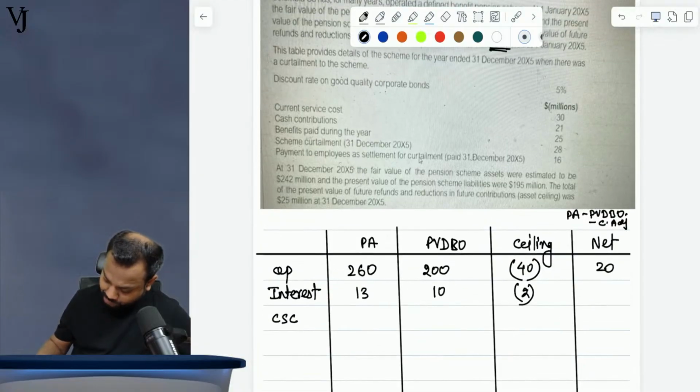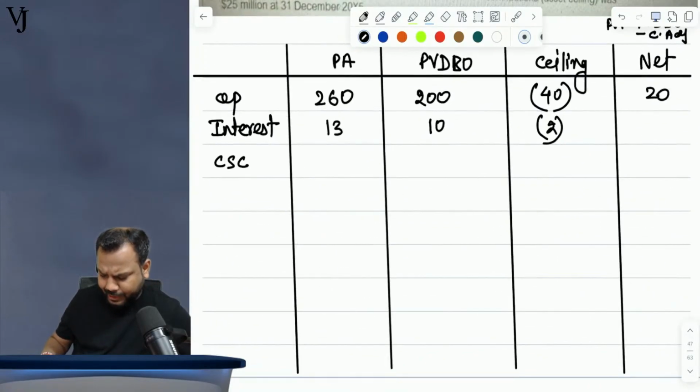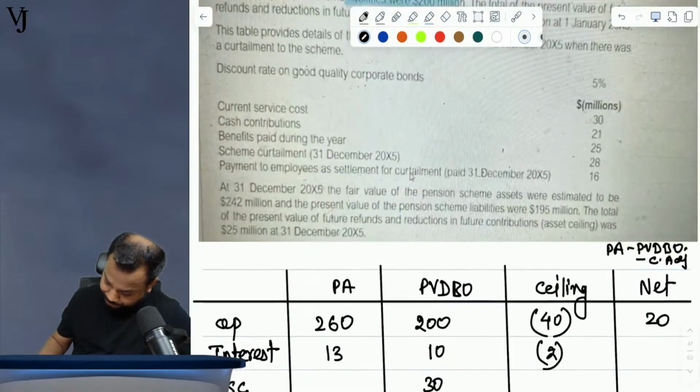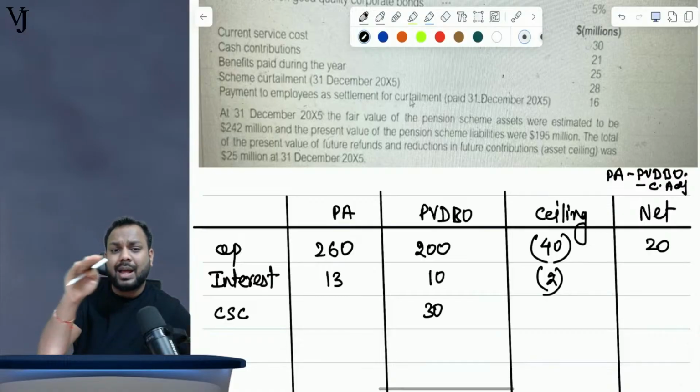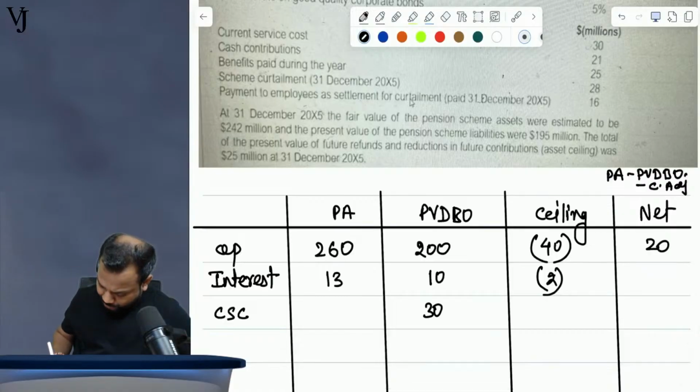Current service cost is 30. What is the journal entry? Current service cost account debit to PVDBO. So 30 here. Cash contribution: what is the journal entry for cash contribution? Plan assets account debit to bank. So it will increase your plan assets.